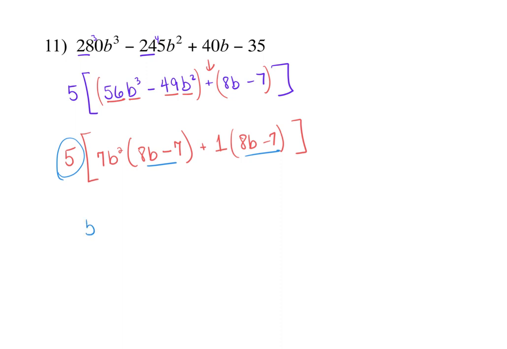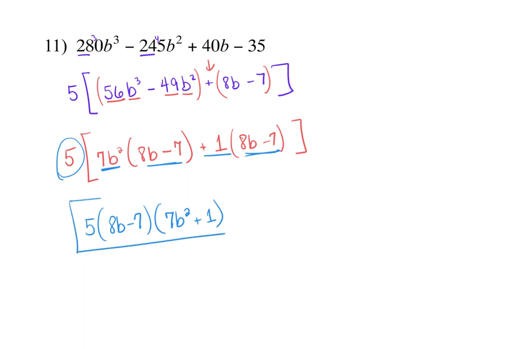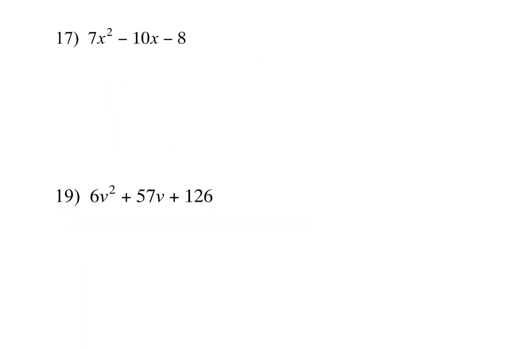List that first. Then you have your common group. And your second group is what's left over. This is going to be 7b squared plus 1. That is my answer.